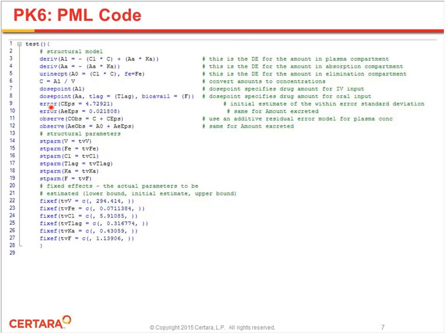So we've got estimated standard deviation for the residual error for the concentration and the amount excreted. And we use in both cases an additive residual error model. As you can see here, the concentration plus CEPS and the A0, the amount, plus the error model. Then there are the structural parameters.